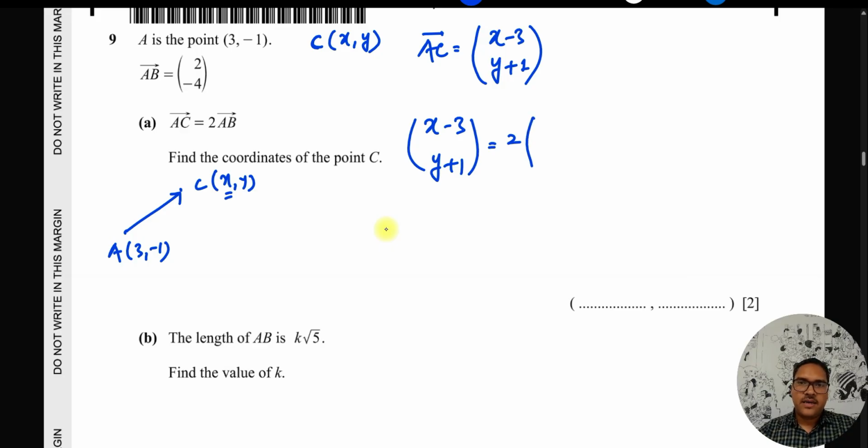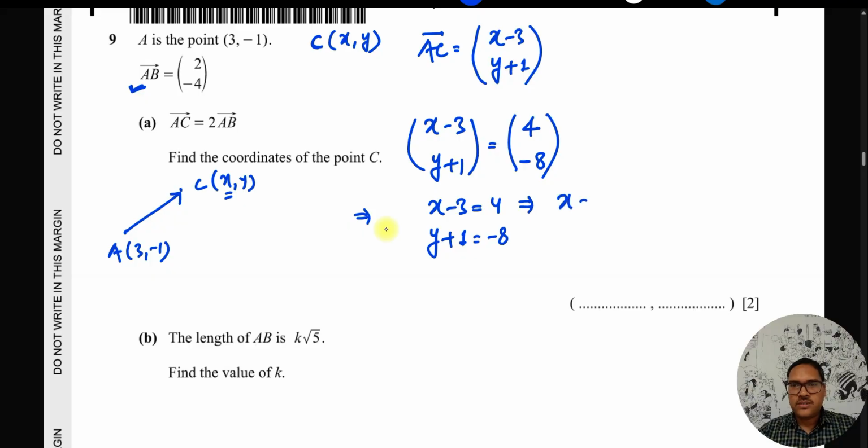What is 2 times of AB vector? Let me write directly. If you multiply this with 2, 2 times AB vector will become 2 into 2, 4, and this will become negative 8. Now, if these two are equal, I can say x minus 3 is equal to 4 and y plus 1 is equal to minus 8.